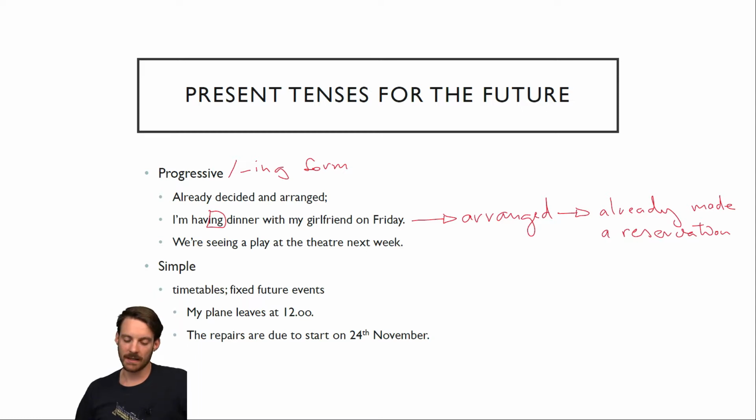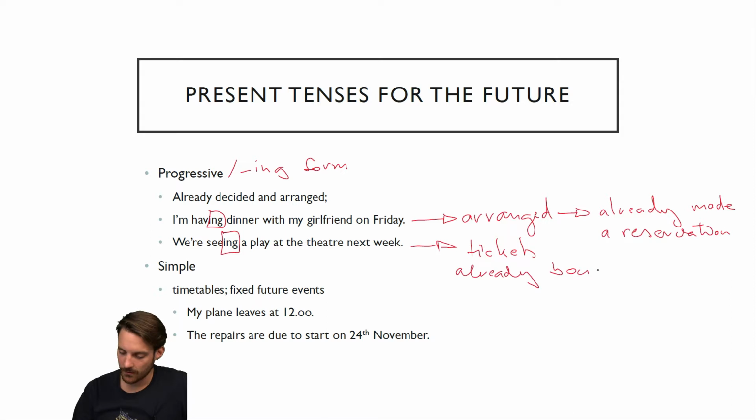We're seeing a play at the theater next week. Here the ing form is used with the verb see. What happened there? They are just right here. Tickets already bought or reserved. Yes, so it's super fixed.